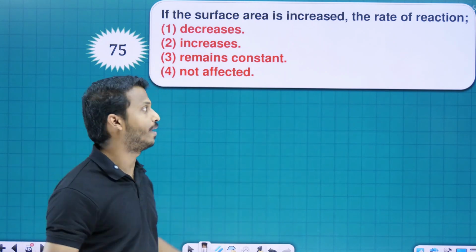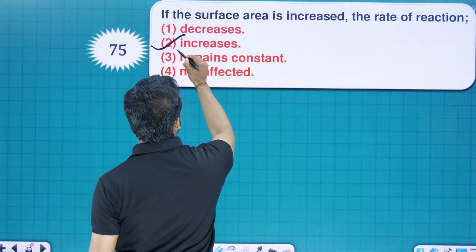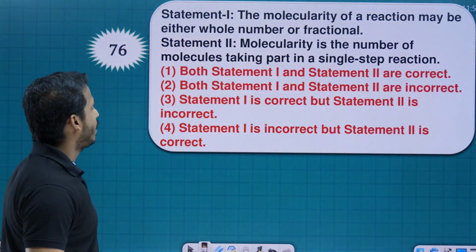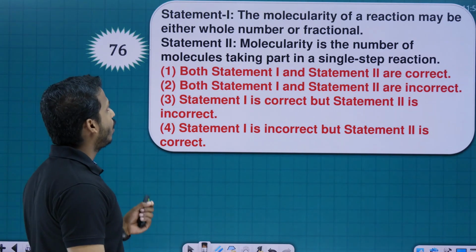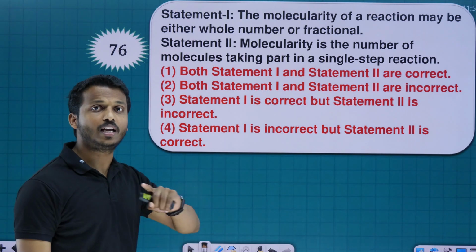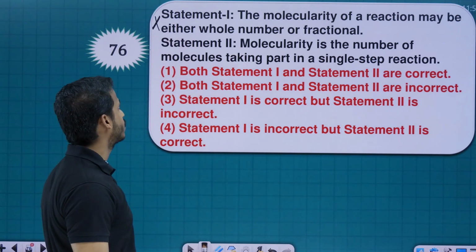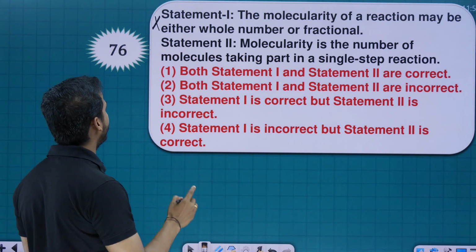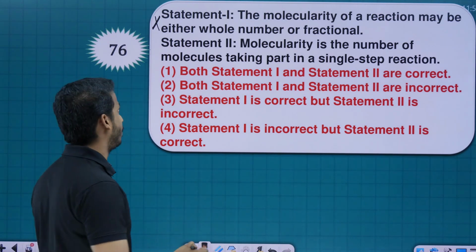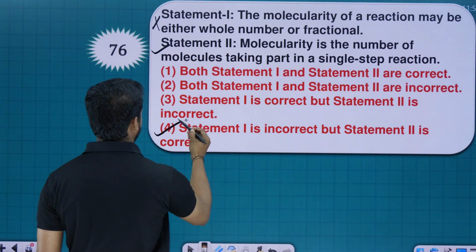More surface area, more reaction rate. So as surface area increases, the rate of the reaction increases. Statement 1: The molecularity of a reaction may be either whole number or fractional. No, molecularity is always what? Whole number. So statement 1 is wrong. Molecularity is the number of molecules taking part in a single step. Yes, that's correct. So statement 1 is incorrect, statement 2 is correct.